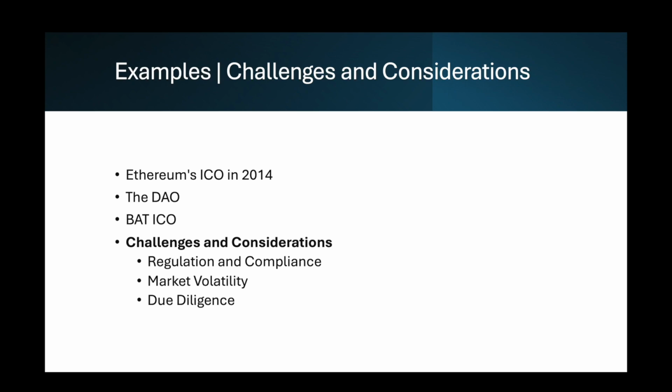Challenges and considerations. Regulation and compliance. The regulatory environment for ICOs, STOs, and token sales is evolving. Projects must navigate complex legal frameworks across different jurisdictions. Market volatility. Cryptocurrencies and tokens are known for their extreme volatility, which can lead to high rewards but also significant risks. Due diligence. Investors should perform thorough due diligence before participating in any ICO, STO, or token sale, considering the project's technology, team, and business model.